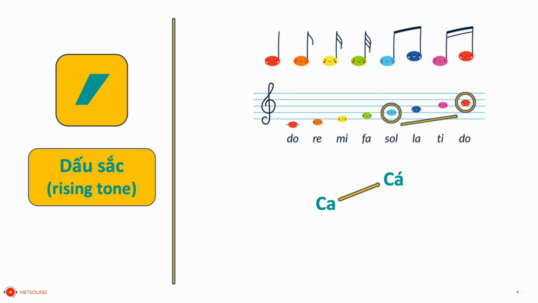Let's compare again. Ca, ca. Another example here, I have the word ma without tone on the sol note and the word ma with rising tone on the do note again. Ma, ma.